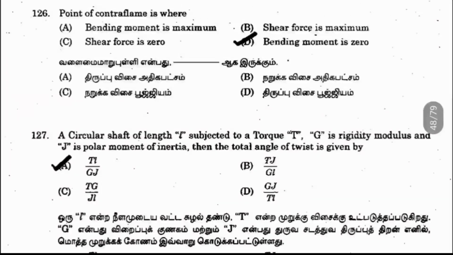126. The point of contraflexure is where? So where the bending moment is 0, that point only we call as the point of contraflexure. Or you can say it like this also, where the bending moment changes its sign. So this is also another correct option.